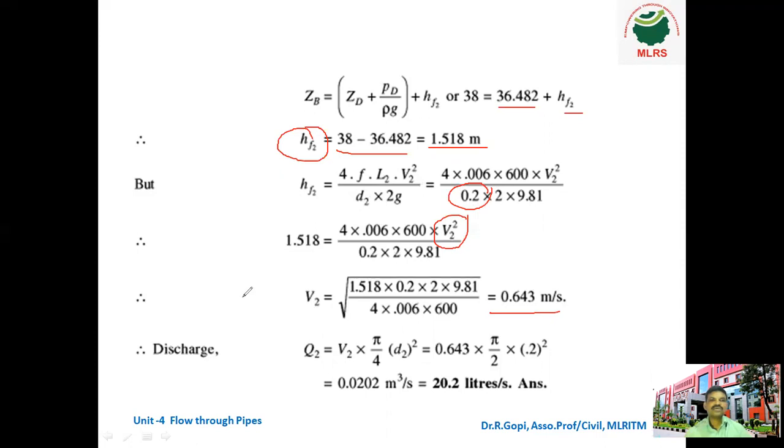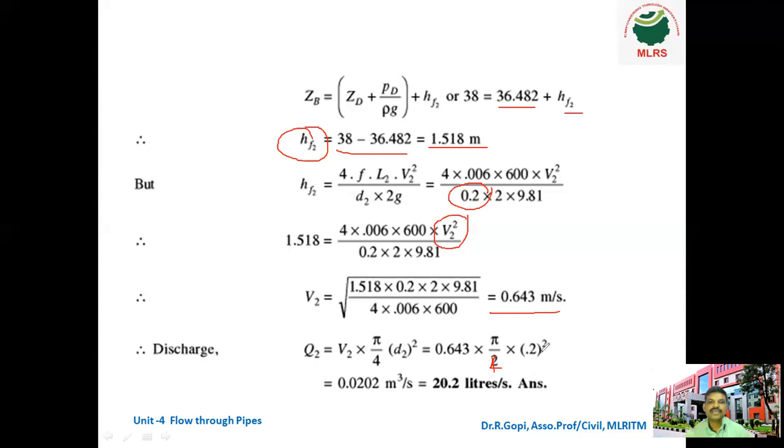So now, what is our discharge formula? Q2 is equal to V2 into A2. V2 is 0.643 and A2 is pi by 4 into D2 square. So here also there is a mistake. This is not pi by 2, this is pi by 4. Please note down and make a correction.